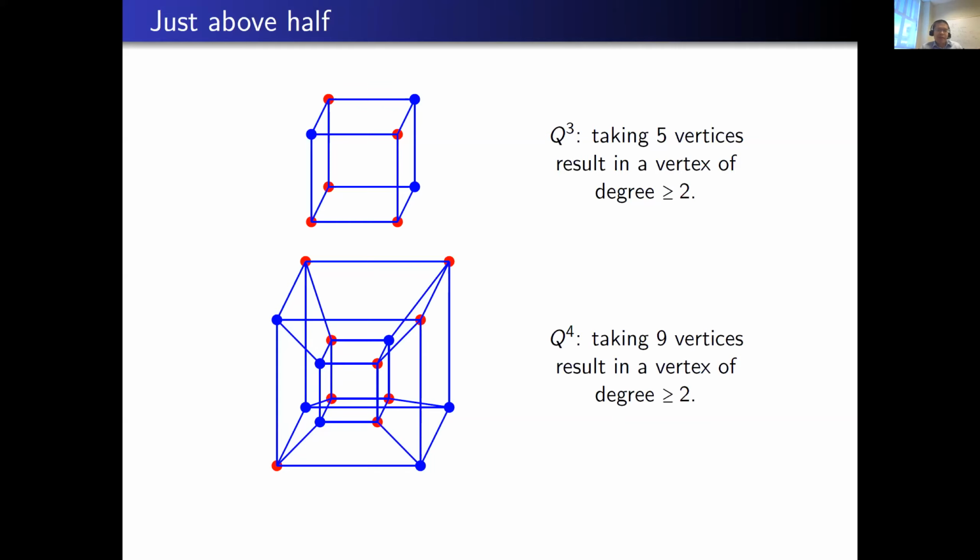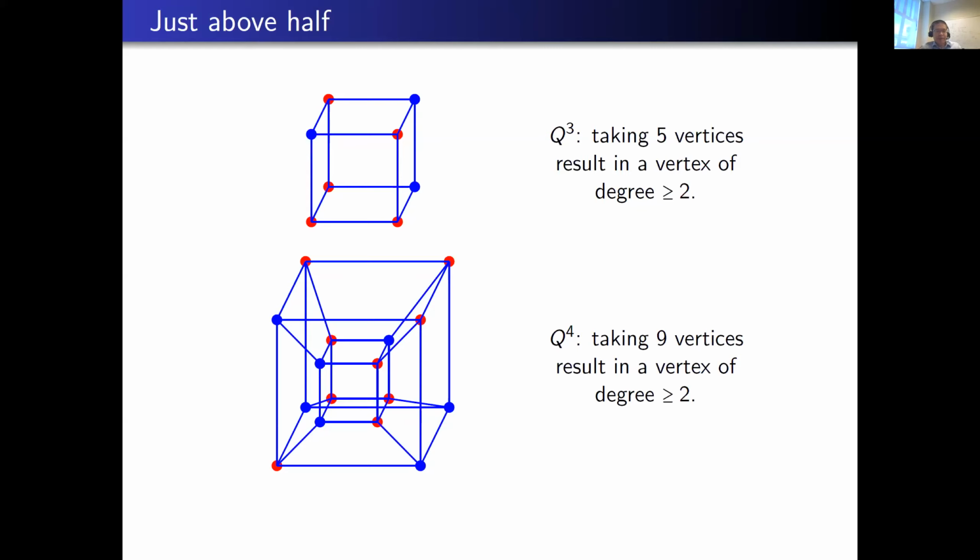You can write a program and search all the 8 choose 5 cases, and you will realize that no matter which 5 vertices you take, there always exists a vertex of degree greater or equal to 2. Now for the 4-dimensional case, the lower bound in the 3-dimensional case also applies to the 4-dimensional case. So if you take 9 vertices out of 16, you can always find a vertex of degree at least 2 in the induced subgraph. And now it's not so obvious how to pick 9 vertices such that the maximum degree is only 2.